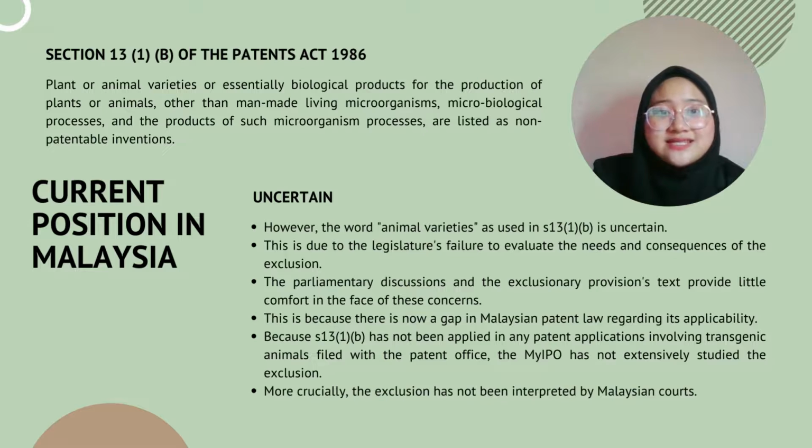However, the term animal varieties as used in this section is uncertain. This is due to the legislature's failure to evaluate the needs and consequences of the exclusion. The parliamentary discussion and the text of the exclusionary provision provide little comfort in the face of these concerns. This is because there is now a gap in Malaysian patent law regarding its applicability. Because Section 13, Clause 1, Clause b has not been applied in any patent application involving transgenic animals filed with the Patent Office, MyIPO has not extensively studied the exclusion. More crucially, the exclusion has not been interpreted by Malaysian courts.